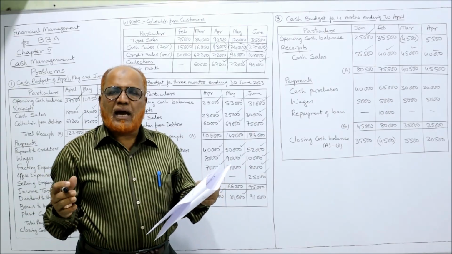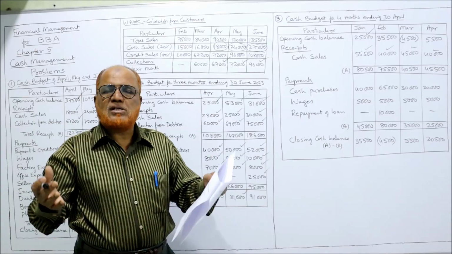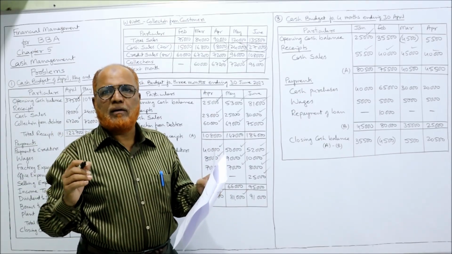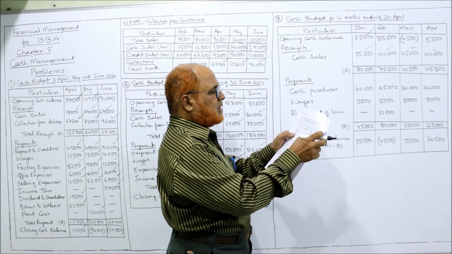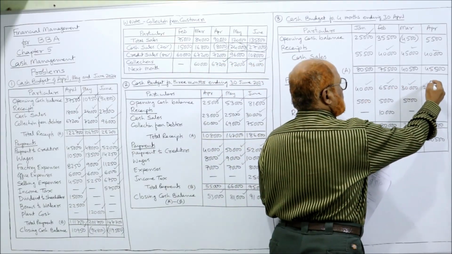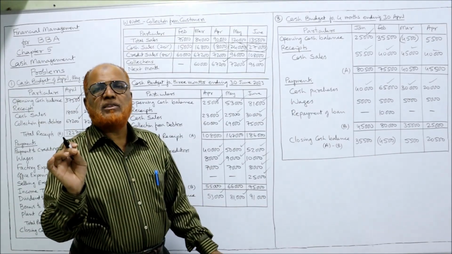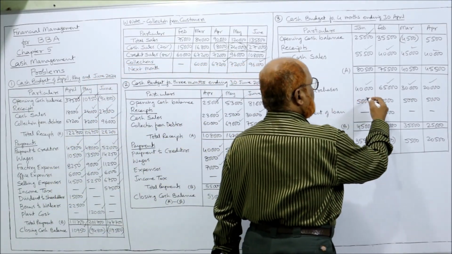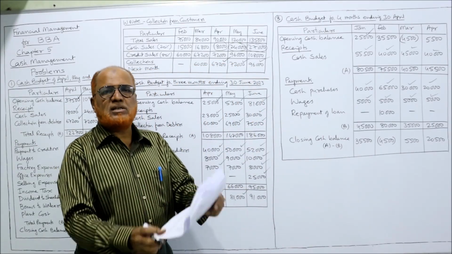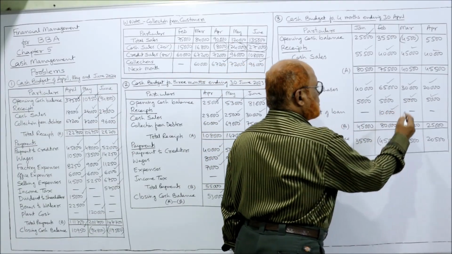Now payments, purchases. Nothing is given regarding cash purchase or credit purchase. So we assume all purchases are cash purchases only. It is a payment made. So how much are the purchases? 40,000, 65,000, then 30,000, 20,000 purchases we have taken. Next is wages. Every month 5,000 wages, 5,000 every month we have taken. Next, the repayment of loan is given in the month of February, 10,000. Repayment of loan, 10,000, February.